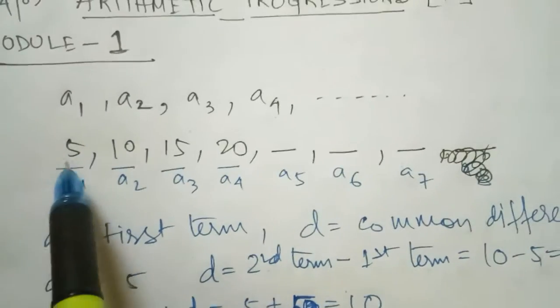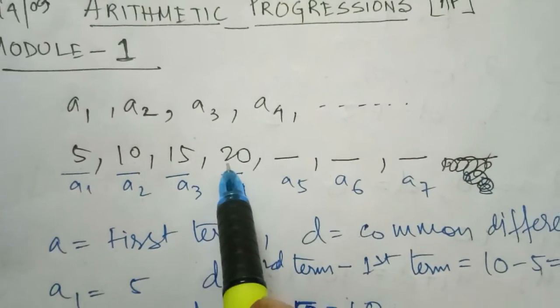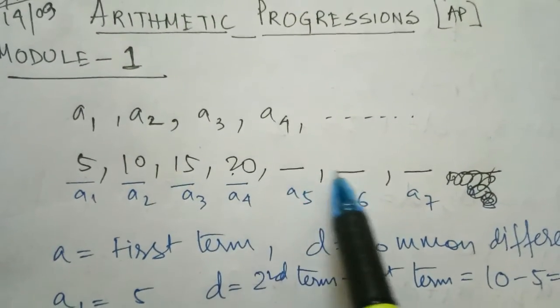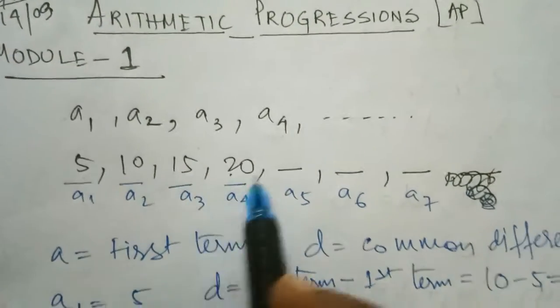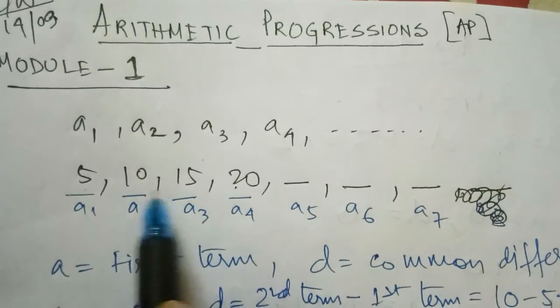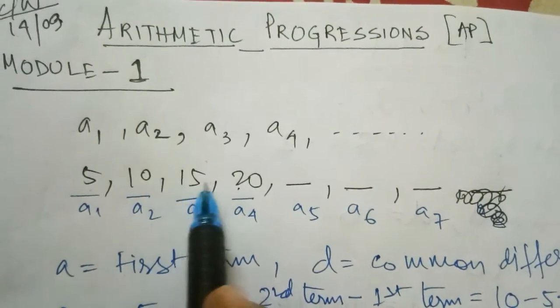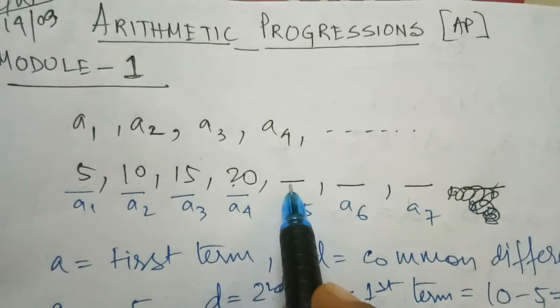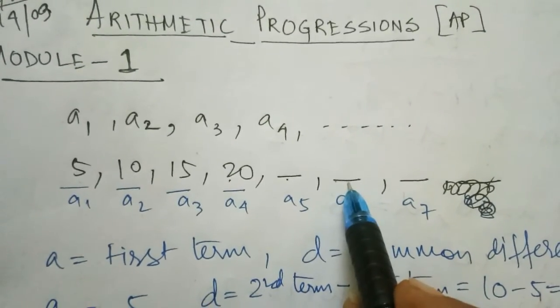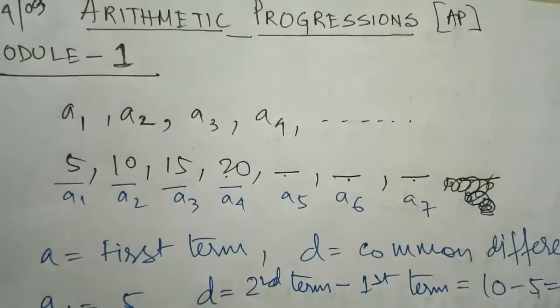Here, see what is given: 5, 10, 15, and 20. One number has been taken, and dashes are given. By seeing this, you can write down that there is a difference of 5, this is 5, this is 5. Then what will be 25? This will be 30, this will be 35.